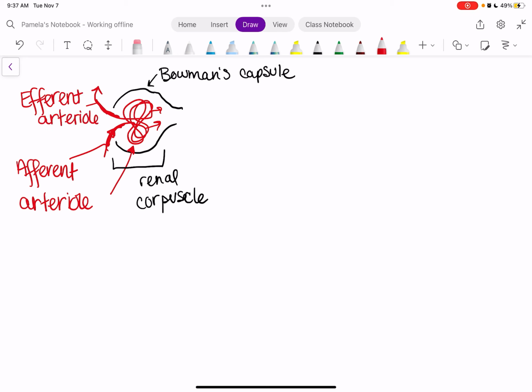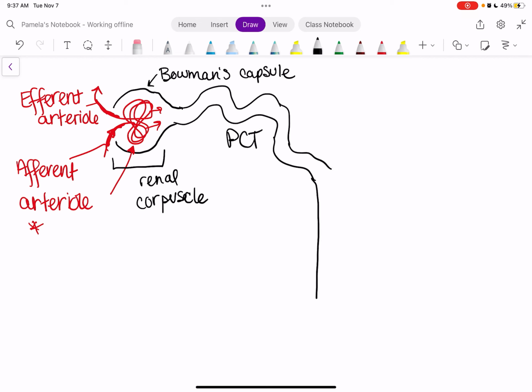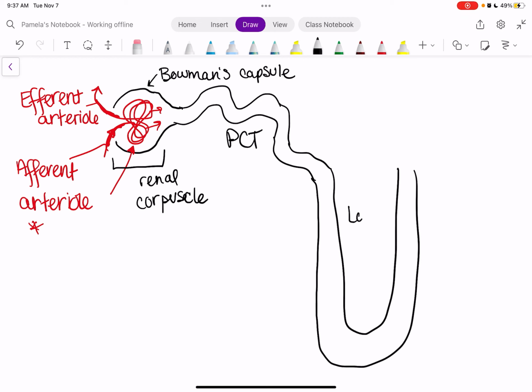The afferent arteriole has a larger diameter and a thicker wall, a little bit thicker layer of smooth muscle in the tunica media in the afferent arteriole. Okay, now as we continue through our nephron, remember this next section we call the proximal convoluted tubule, or the PCT, and then our tubule descends down and back up, in a structure we call the loop of Henle.